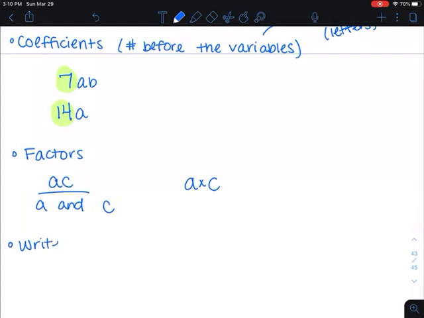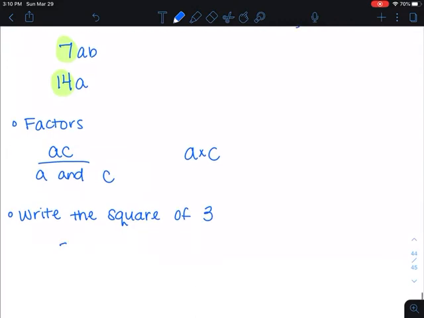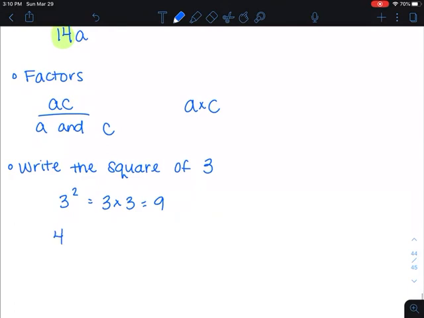If I said to write the square of 3, with squares, you take a number and multiply it by itself, so it's the same thing as 3 times 3, and 3 times 3 is 9. So if I said write the square of 4, 4 squared, the same thing as 4 times 4, and 4 times 4 is 16.